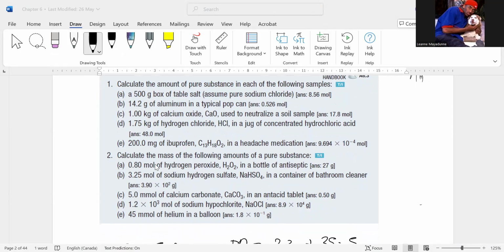Now you need to do the mass from the amounts. Will you be able to do it? Solve A, C, and E and share the image for the three.